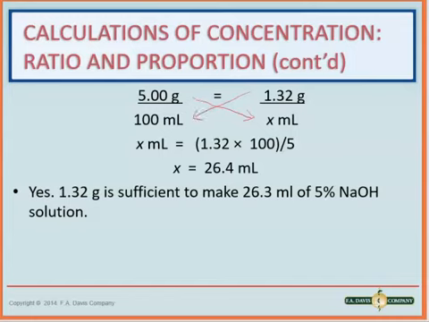So 5 times x would be 5x equals 1.32 times 100, which would be 132, and you want your x by itself, so we're going to divide by 5. So your x is going to be 26.4, and your units are going to be milliliters. So that's going to be your answer.